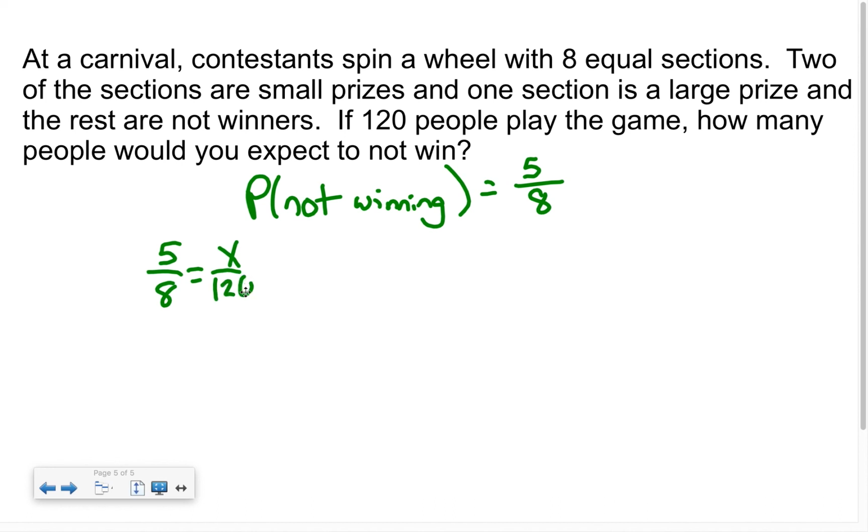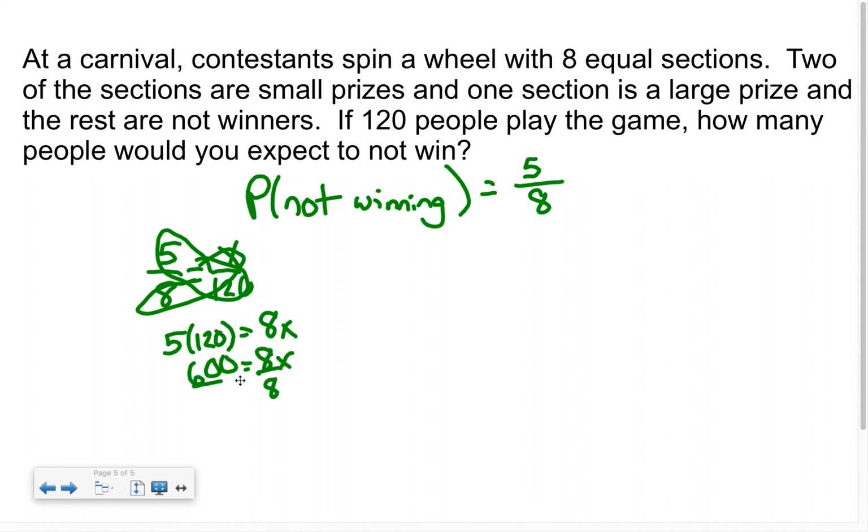Okay, then cross multiply. We could do 5 times 120 equals 8x, or 8x equals 5 times 120, doesn't matter. We get 600 equals 8x, divide by 8, divide by 8, and we get 75. So 75 equals x. So we would expect 75 of them not to win, which makes sense because it's more than half of 120. So doing it the other way, we can do 5/8, the probability of not winning, times 120, and you still get 75 people.